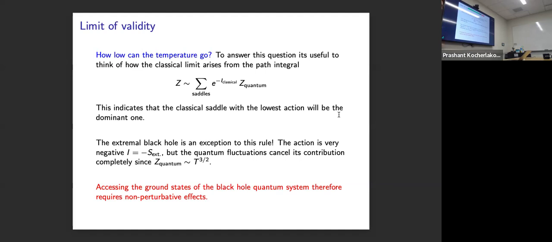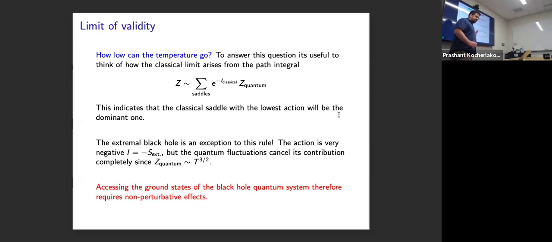So also to answer your question, to access the ground states of the black hole requires non-perturbative effects and it's beyond the approximation with which this calculation was done. Because once this quantum correction becomes small enough, namely when the temperature is exponentially small in the extremal area, then the black hole saddle will compete with any other saddle and then the calculation goes out of control. So when I talk about this, I mean temperatures much lower than this breakdown scale, but larger than the average gaps of the black hole that are exponentially small.